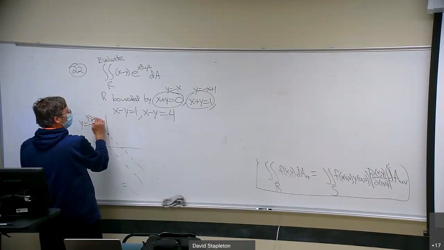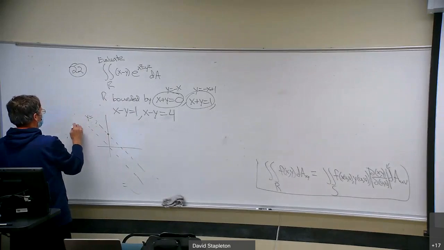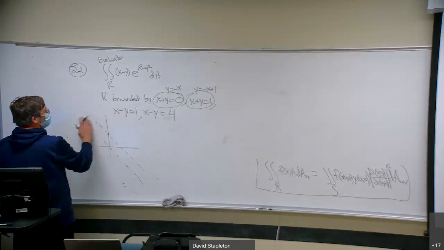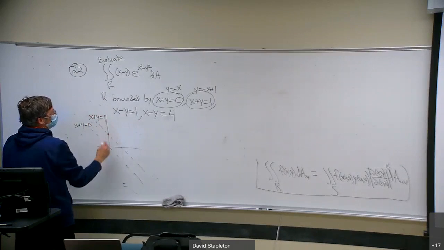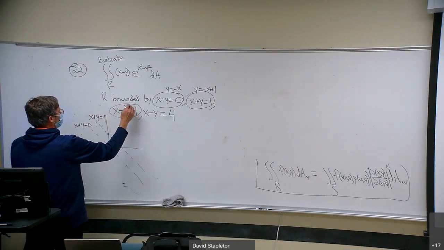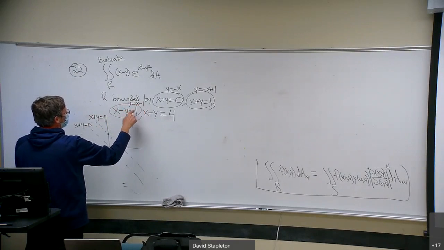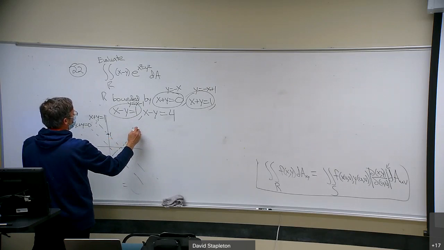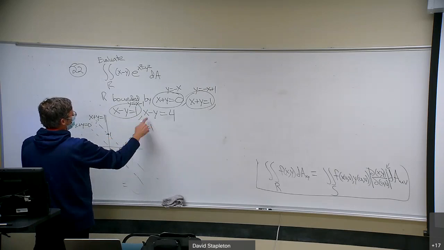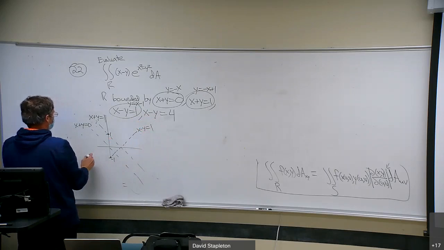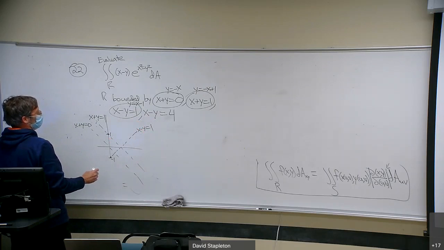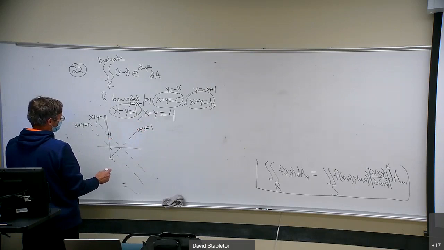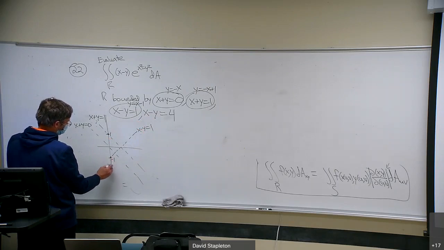Well, let's write the original form. This was x plus y equals 0. This was x plus y equals 1. And now we can do these others also. This is y equals x minus 1. That's slope 1 and y-intercept minus 1. So it's down here, and slope 1, so it comes up like this. x minus y equals 1. And then x minus y equals 4 is equivalently y equals x minus 4. So it's slope 1 and y-intercept minus 4.